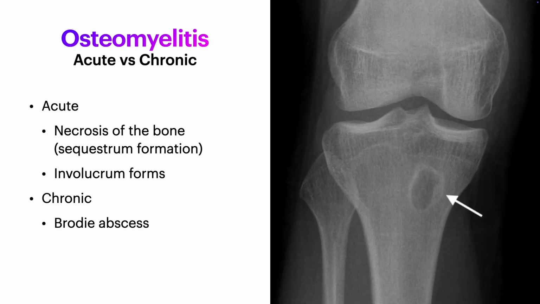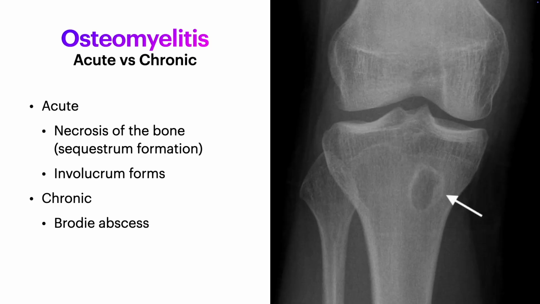is first the necrosis of the bone, which is what they call the sequestrum formation. So your body, to try and keep the infection in one place, keep it from spreading, is going to form what's called a sequestrum, which is basically trying to wall it off with bone. So that area of necrosis is what they call the sequestrum, the dead bone. And then the involucrum forms around it to try and box in the infection, keep it from spreading all over the place. And so that's what happens acutely.